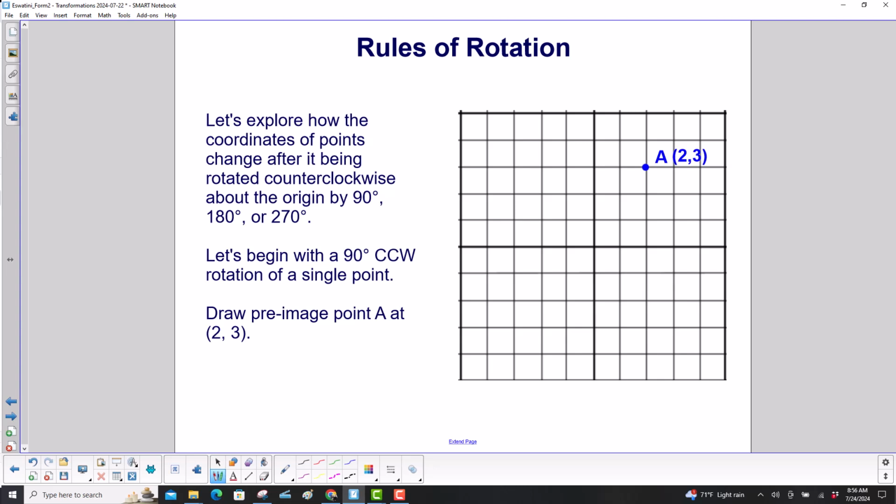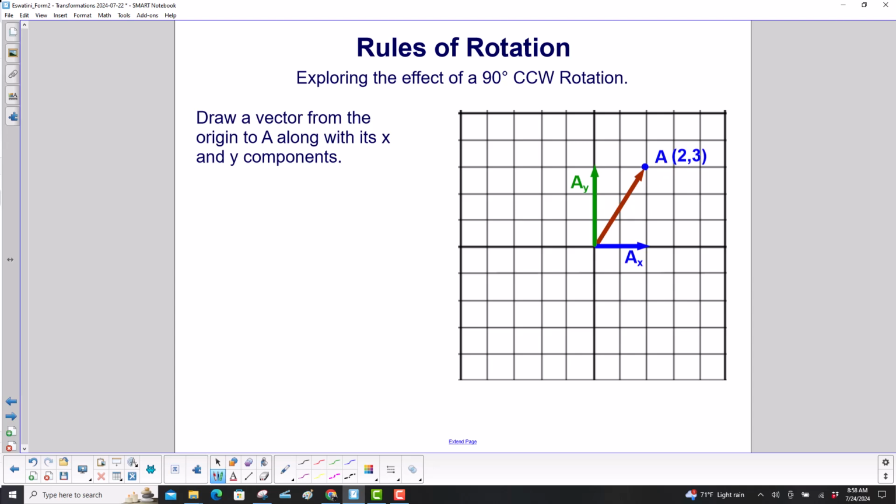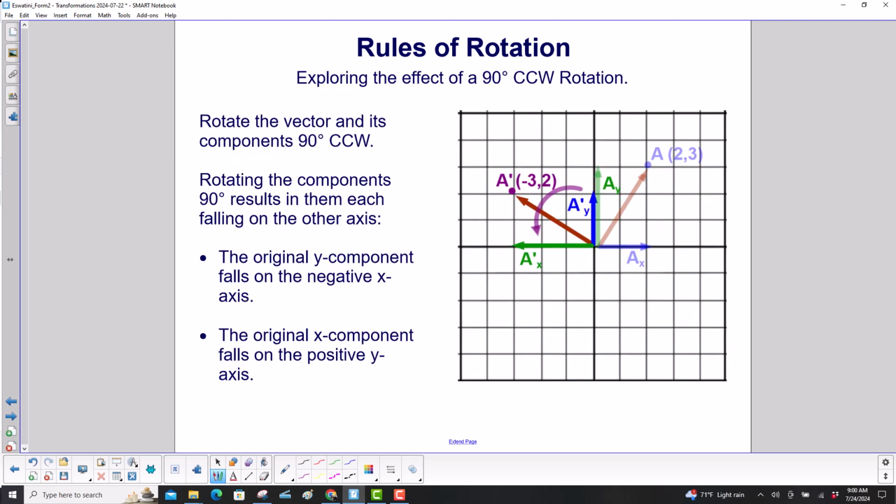Draw the pre-image point A at point (2, 3). Right? You go over 2 and up 3. Draw a vector from the origin to point A with its x and y components, and here's our vector. Rotate the vector and its components 90 degrees counterclockwise. That's going to be this angle right here.